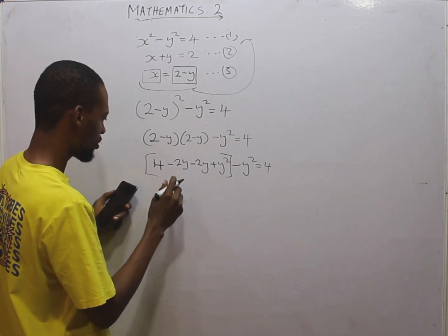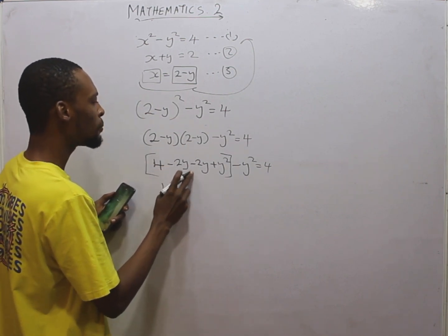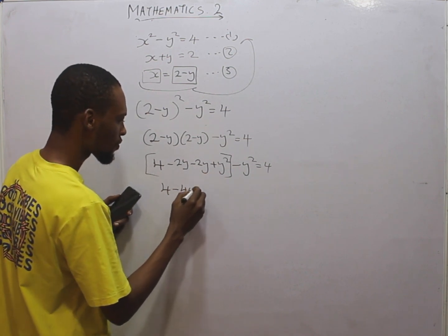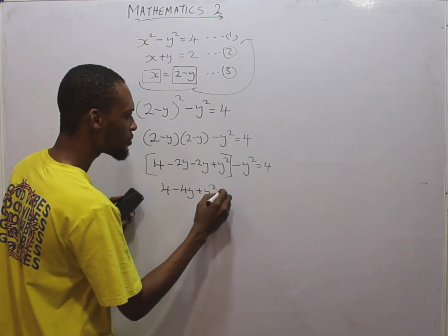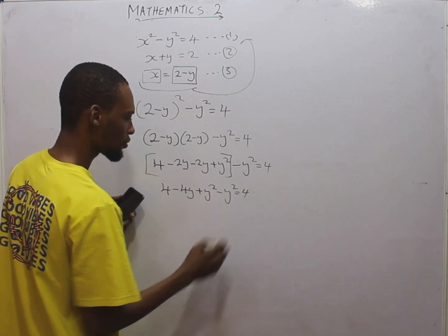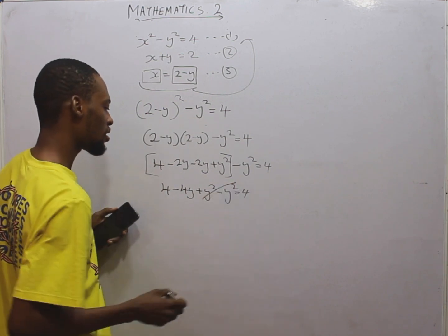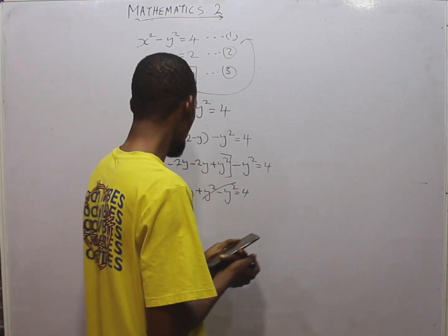4 minus 2y minus 2y is minus 4y, plus y squared minus y squared is equals 4. Y squared minus y squared is 0. So this cancels. Life has been easy for us.